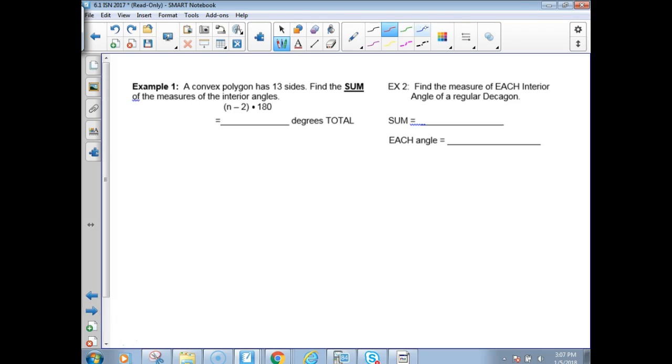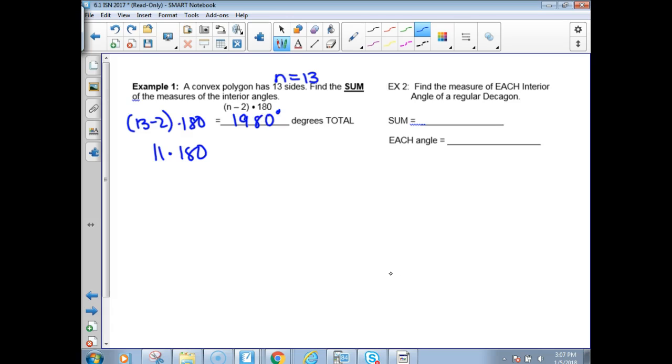Not many this semester. A convex polygon has 13 sides. Find the sum of the measures of the interior angle. So that gives us an n of 13. We're going to plug it in the formula. We're going to do 13 minus 2 times 180, which of course is 11 times 180, and I do not know what that is off the top of my head. How many? 1,980 degrees total. Thank you.